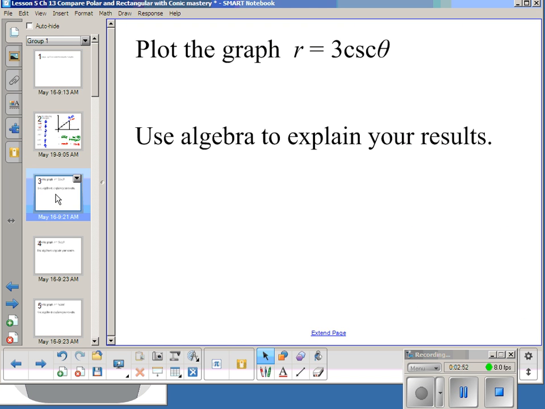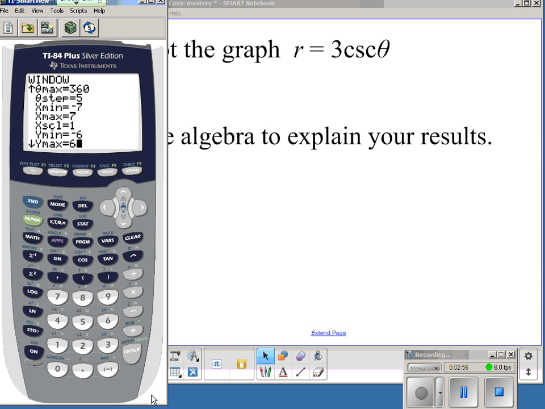We're going to plot the graph of r equals 3 cosecant theta. And so here's my window. I'm working in degrees for now. Theta is 0 to 360 in steps of 5. X is negative 7 to 7. Y is negative 6 to 6. And I'm going to put my r equals 3 cosecant. And remember, cosecant is 1 over sine. So I could do 3 divided by sine of theta. And let's take a look and see what that looks like.